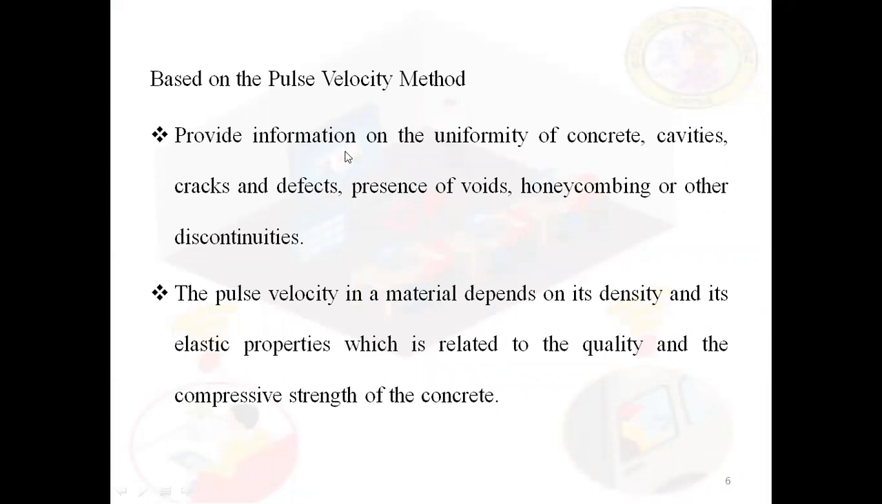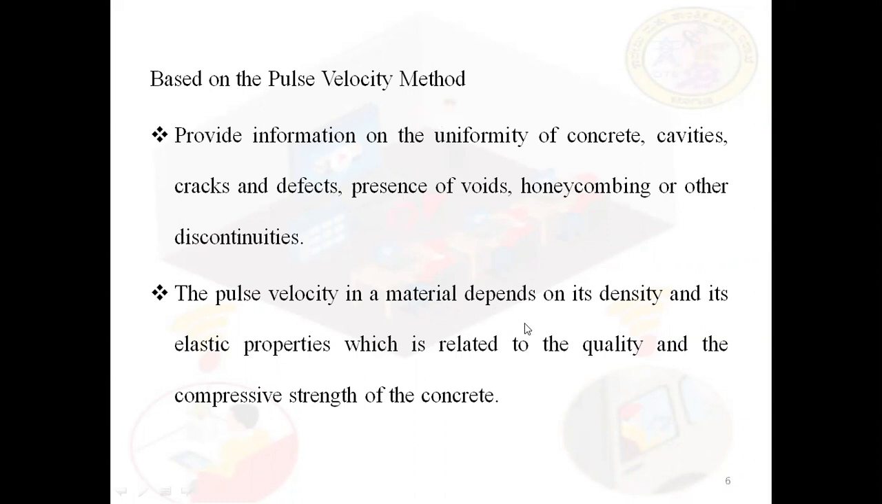Based on the pulse velocity method, we can get information regarding the uniformity of concrete. That means from one side to another, if there are any cracks, cavities, defects, or voids, we can get an idea of them from this method. For example, as I said, if there are any cavities, cracks and defects, the time taken is more, or the wave may not reach the receiver side at all. This is the main advantage of the pulse velocity test.